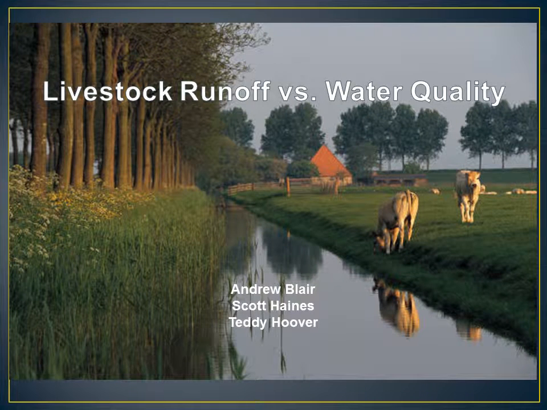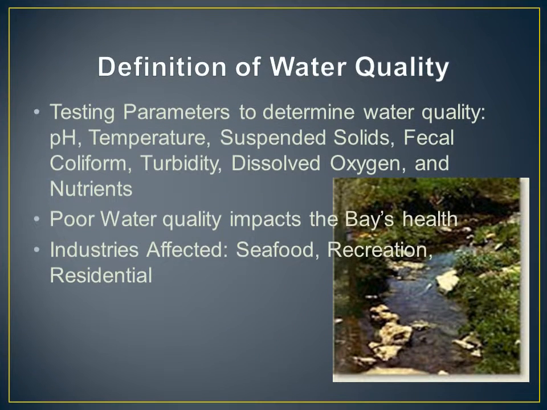In this presentation, we will be examining the effects of runoff from farms on water quality and certain trade-offs that are associated with choosing one over the other. Stream water quality is determined by 7 different tests. These tests are temperature, pH, dissolved oxygen, fecal coliform, total suspended solids, turbidity, and nutrients.